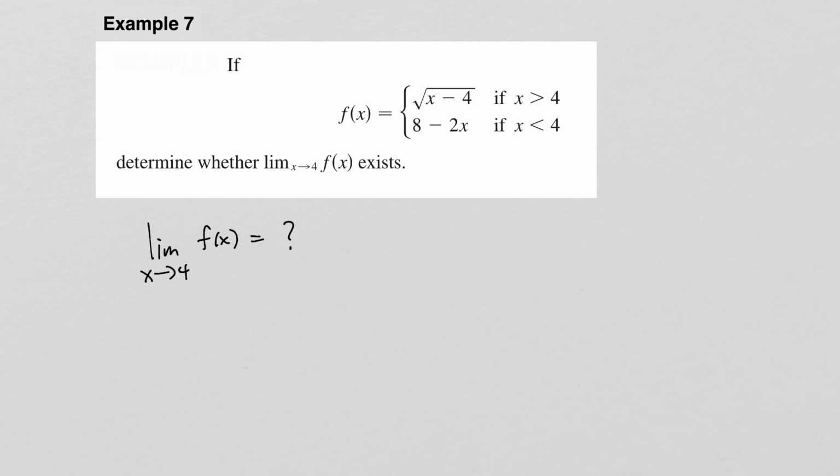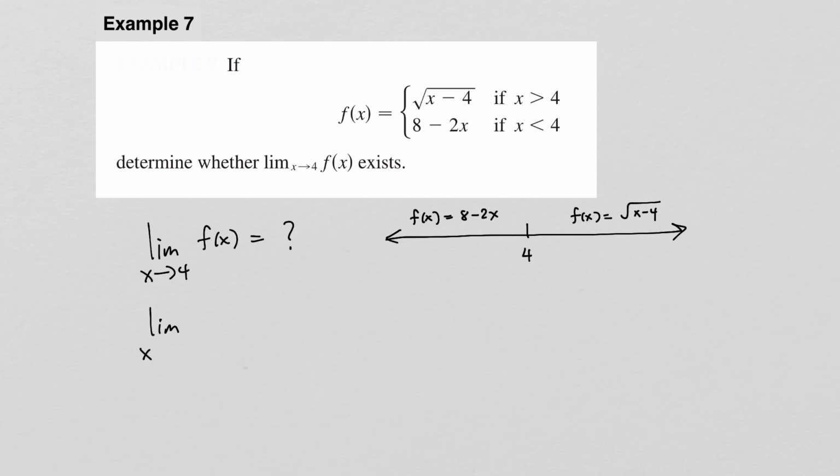Okay? And sometimes it's helpful to put that on a number line. So here is the number 4. For all x's that are greater than 4, f of x is going to be the square root of x minus 4. And if x is less than 4, f of x is going to be 8 minus 2x. So to determine whether the limit as x approaches 4 of f of x exists, I have to take the limit as x approaches 4 from the left of f of x, and I have to take the limit as x approaches 4 from the right of f of x.